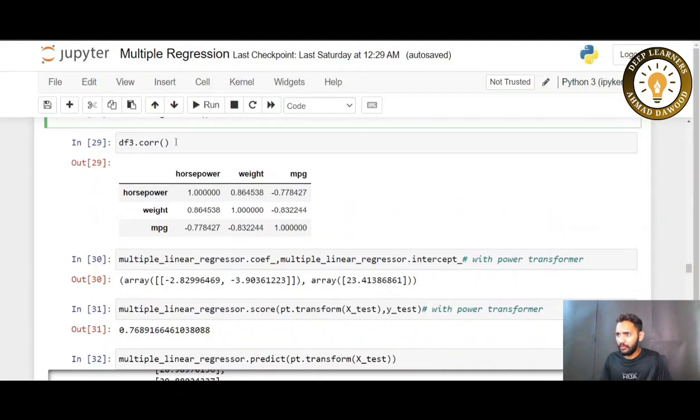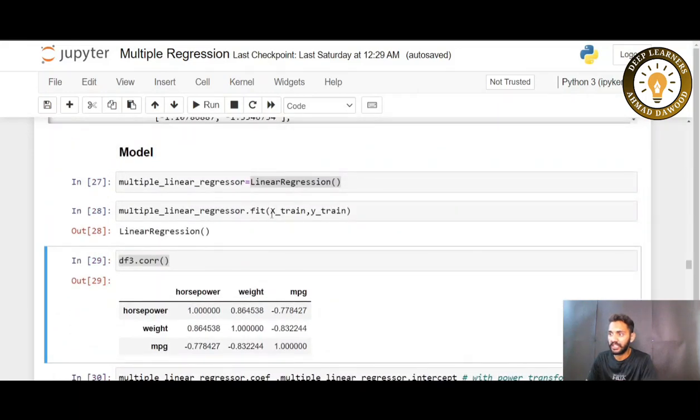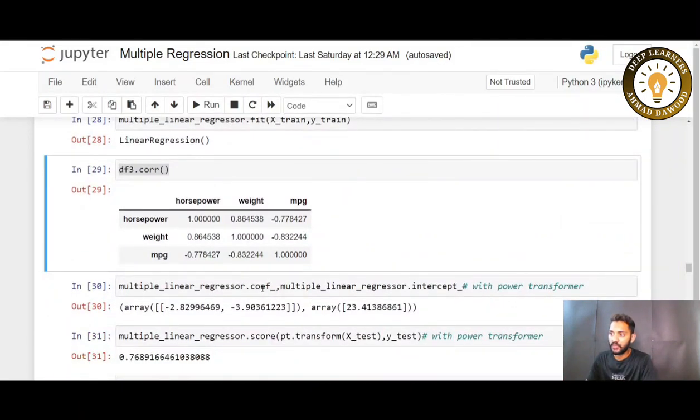Before that, we saw the DF3 dot correlation. Here we have a multiple linear regressor that we trained using the training data set. These are the coefficient values and the intercept of the model from the training. Here we have minus 2.82 as coefficient 1, theta 1. This is minus 3.9, which will be theta 2. And theta 0 is 23.41.